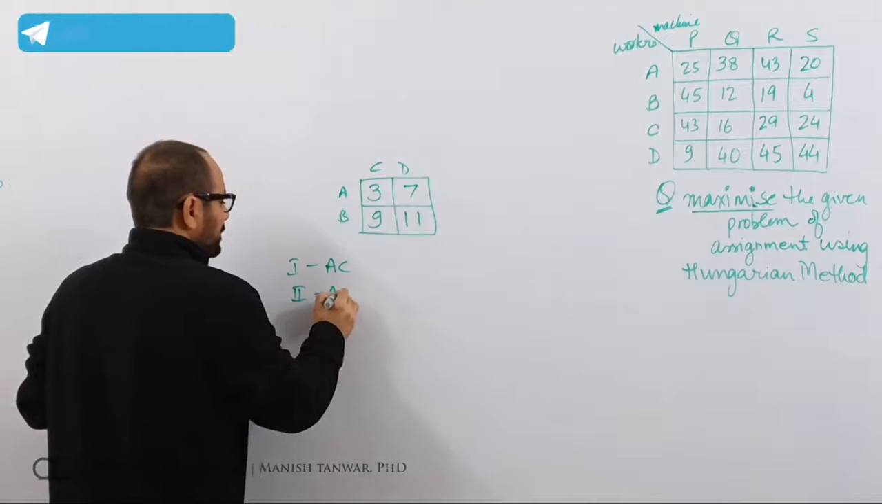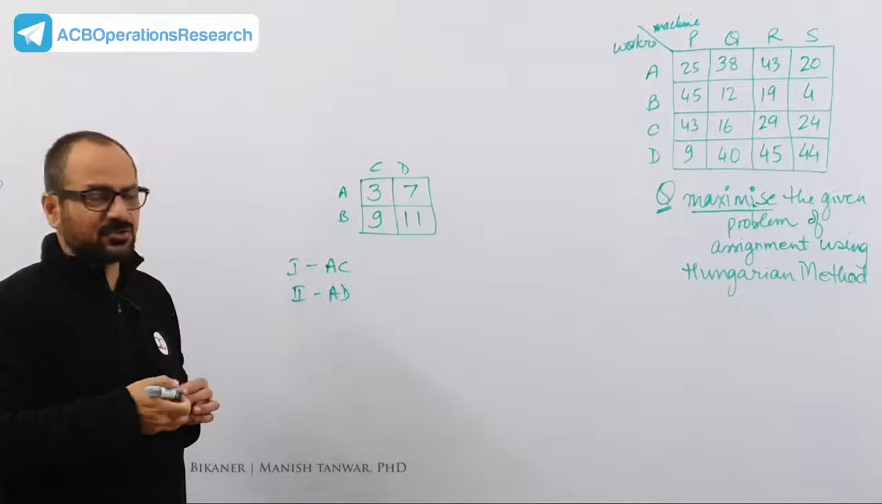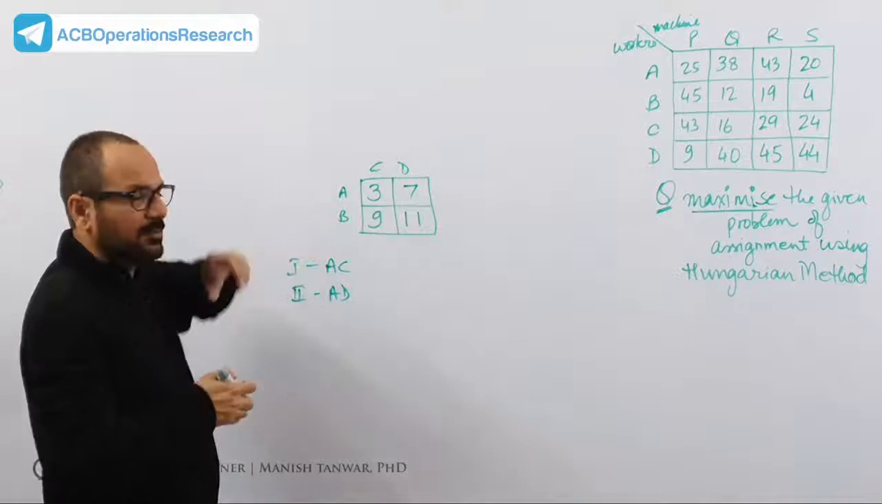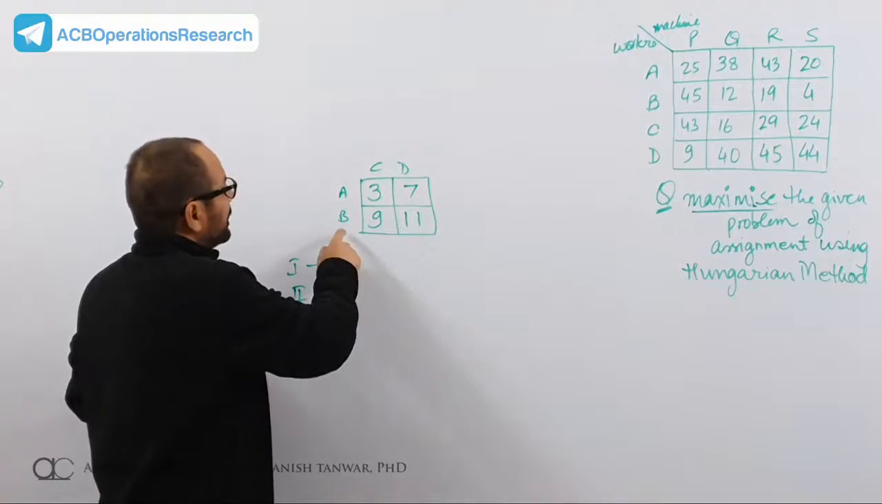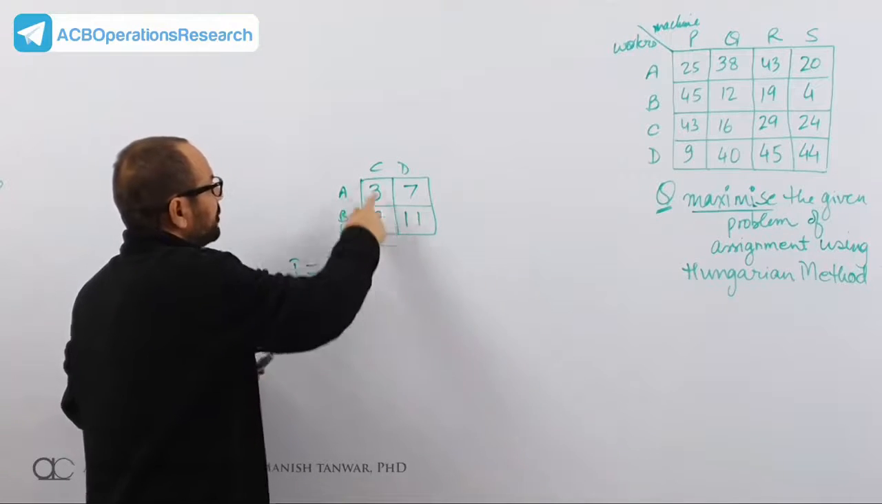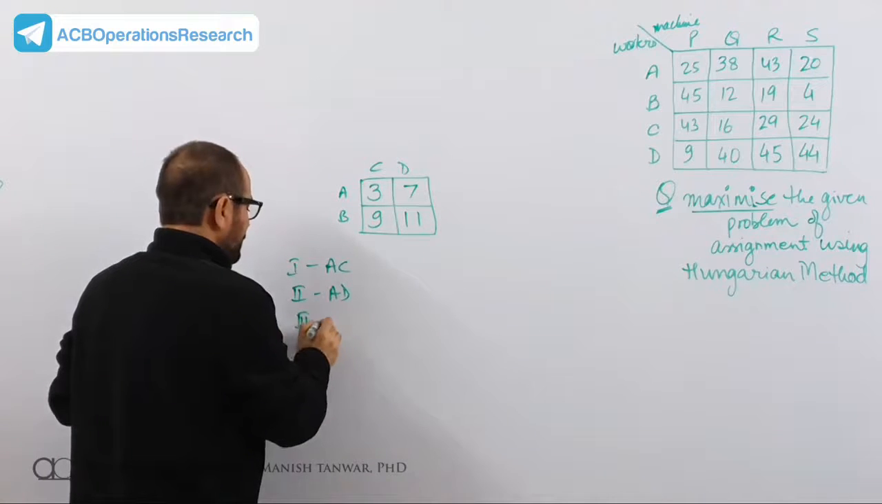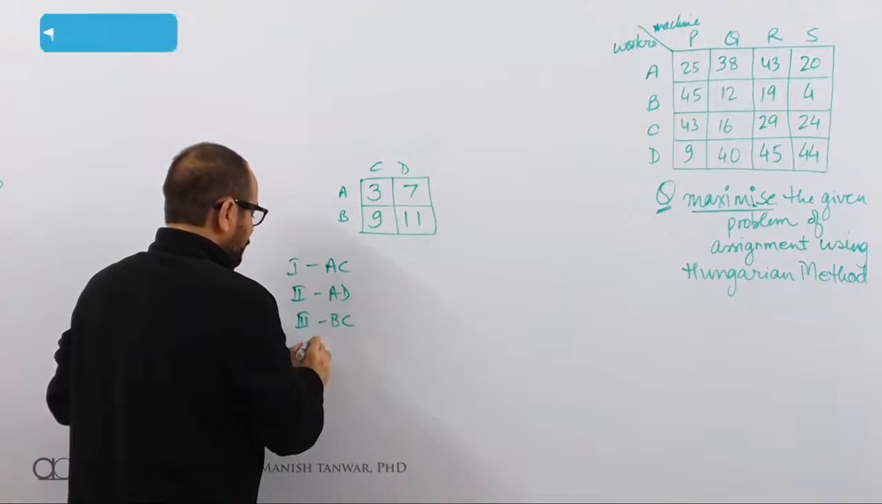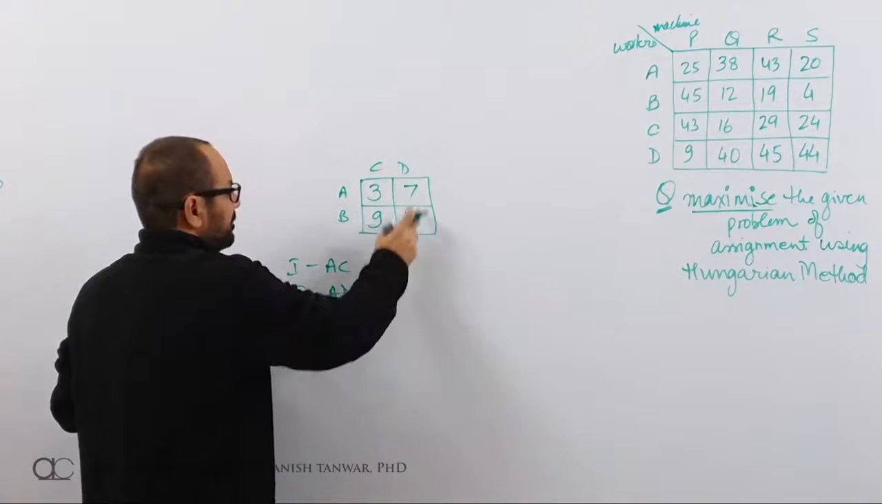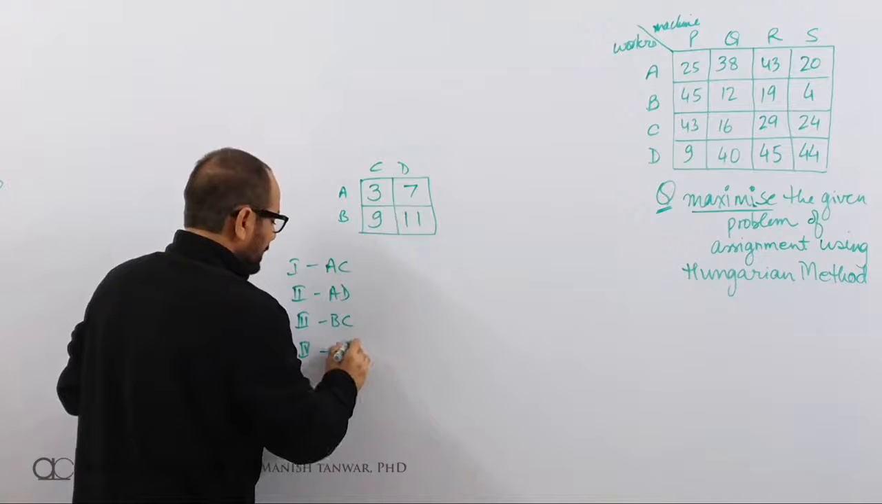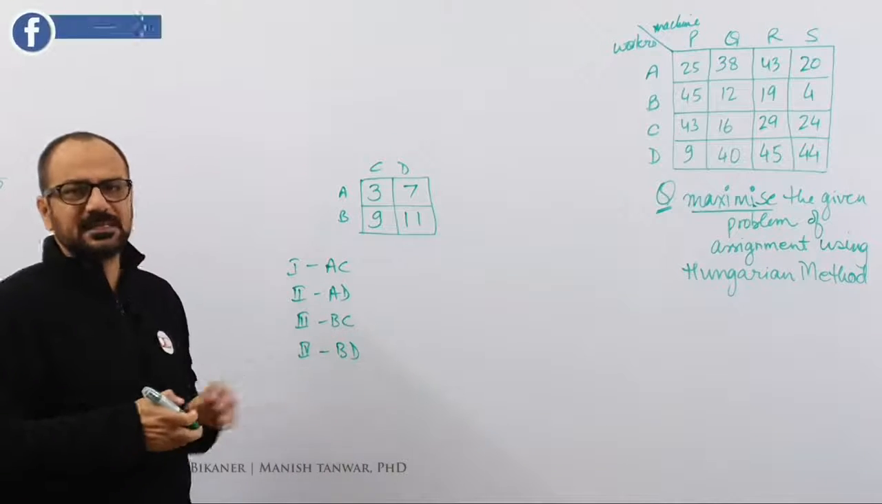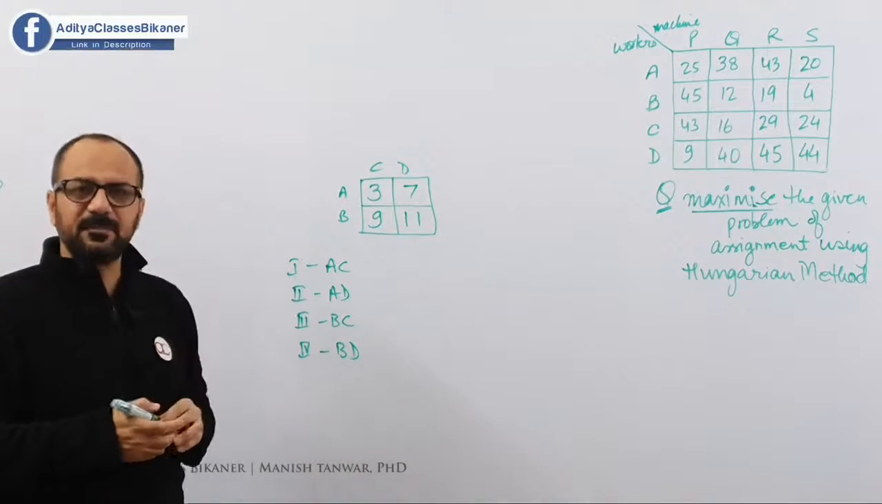We are just trying to understand a concept. This is not the solution of this problem. We are trying to understand one concept that will be followed over here. Third choice would be B to C, because this is 9 rupees, and the fourth, the last one, would be B to D. Given a chance, these would be my selections. This would be the priority of my selections.